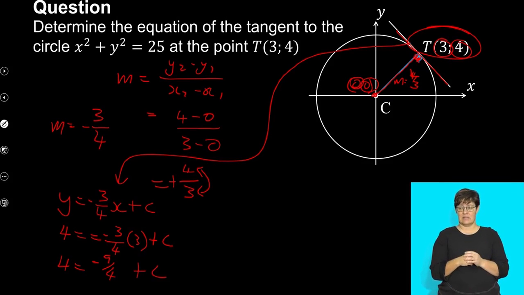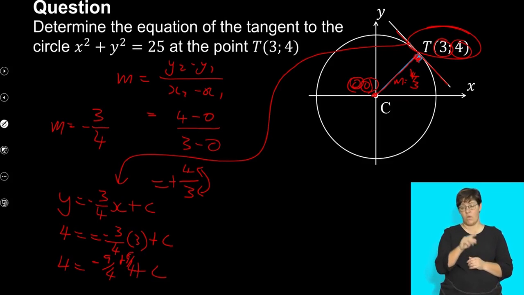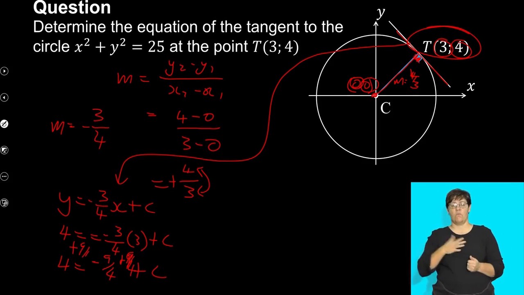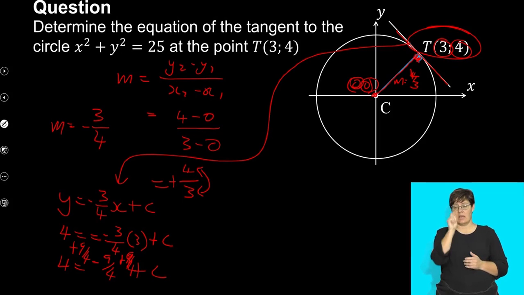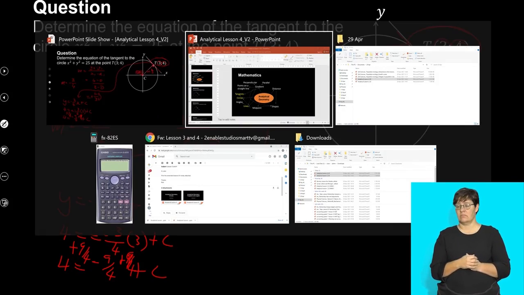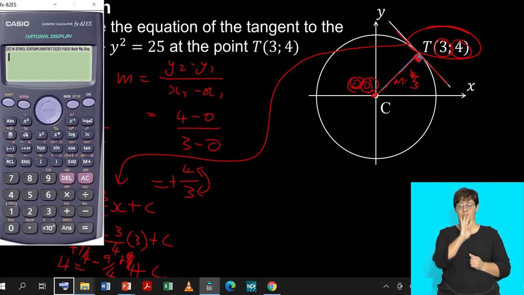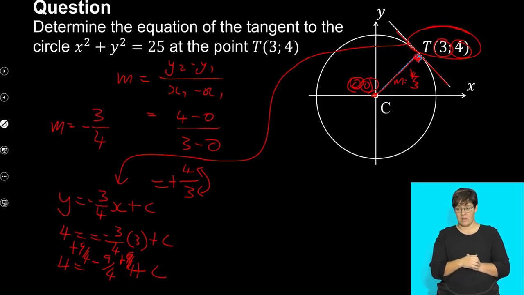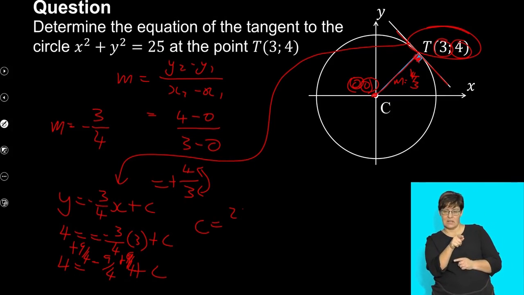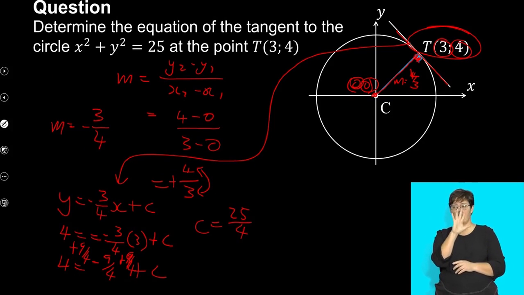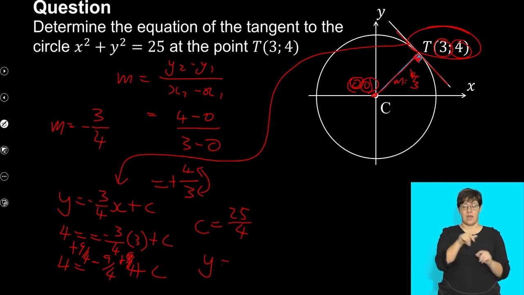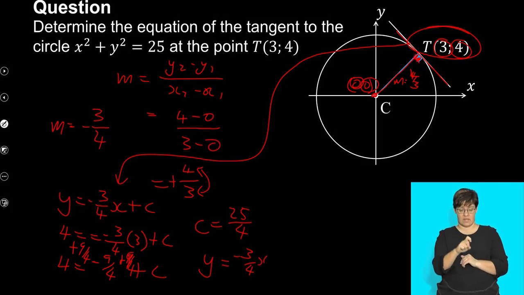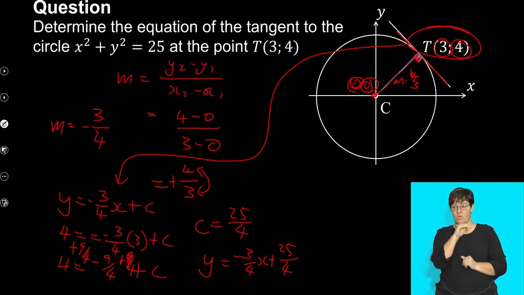I'm going to add 9 over 4 on both sides so that I can solve for c. I'm going to do that on my calculator, so let me take it out. I'm going to go 4 plus 9 over 4, and this is going to give me 25 over 4. So I know that my y-intercept is 25 over 4 and my gradient is negative 3 over 4. The equation of my line is y equals minus 3 over 4 x plus 25 over 4.